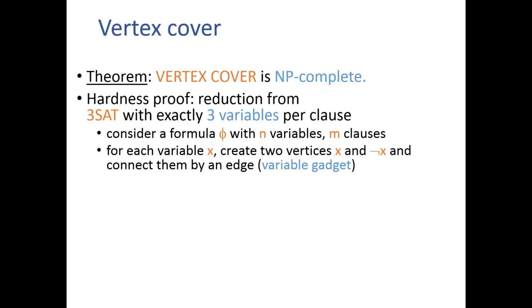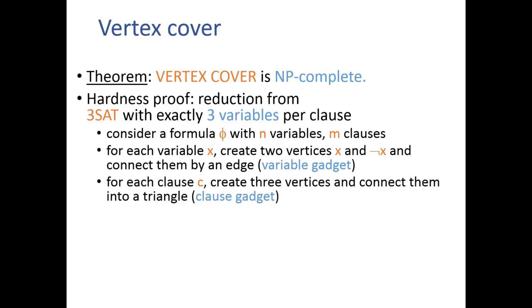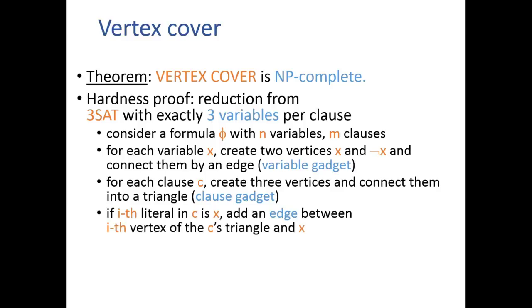So here are my gadgets. For each variable, I'm going to create 2 vertices. I'm going to label them x and not x, and I'm going to connect them by an edge. This will be my variable gadget. Now each clause contains exactly 3 variables. So this is the special case of 3-SAT I reduced from. And so for each clause, I create a triangle. I create 3 vertices and connect them into a triangle. And intuitively, the vertices of that triangle correspond to literals in the clause.